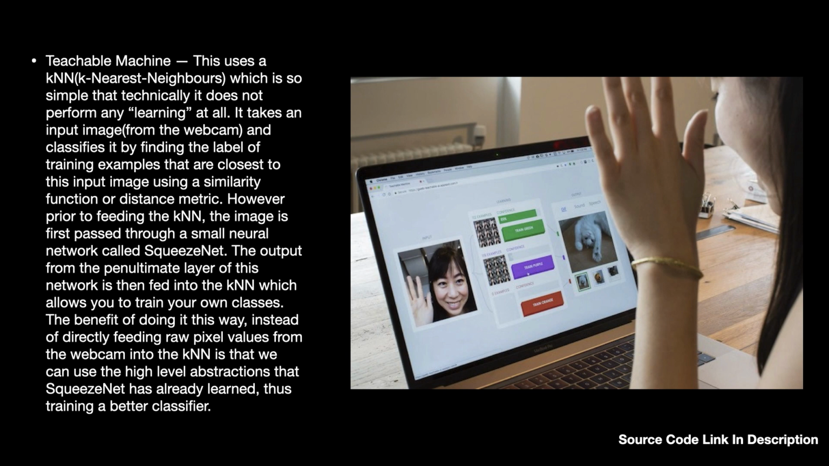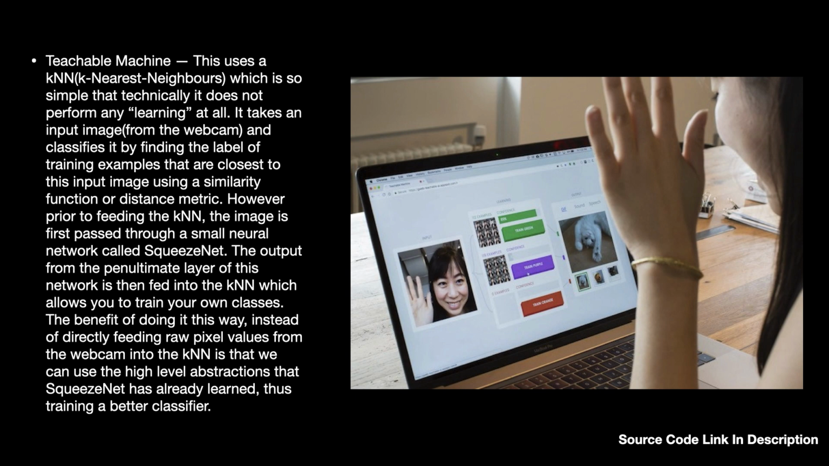Teachable Machine uses a KNN, k-nearest neighbors, which is so simple that technically it does not perform any learning at all. It takes an input image from the webcam and classifies it by finding the label of training examples that are closest to this input image using a similarity function or distance metric. However, prior to feeding the KNN, the image is first passed through a small neural network called SqueezeNet. The output from the penultimate layer of this network is then fed into the KNN, which allows you to train your own classes. The benefit of doing it this way, instead of directly feeding raw pixel values from the webcam into the KNN, is that we can use the high-level abstractions that SqueezeNet has already learned, thus training a better classifier.